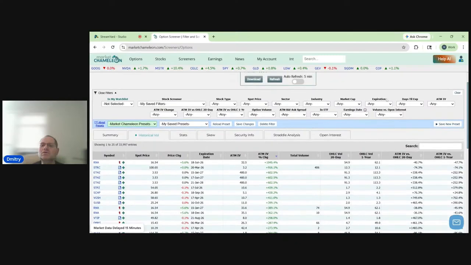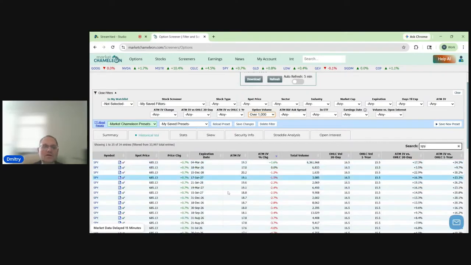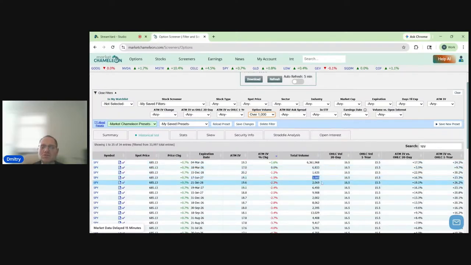So first we're going to go up here and find our filters above, and we're looking for the options volume. So let me see where that is. Here, options volume. I'm going to click on that. And let's look for options expirations that had at least 1,000 contracts traded. So this is for the specific expiration over 1,000. Okay. So you could see that something like SPY has a lot of expirations that traded over 1,000 contracts.